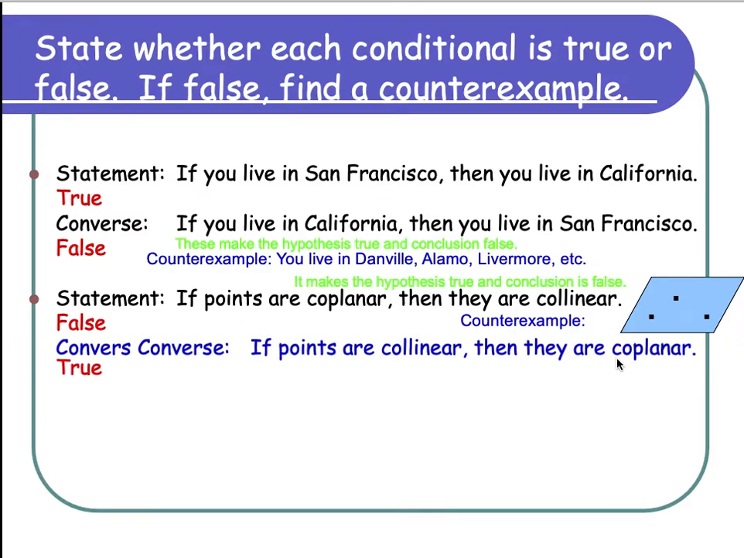Okay, converse: if points are collinear, then they are coplanar. Yes, that is true. If the points lie on the same line, then obviously they will lie on the same plane.